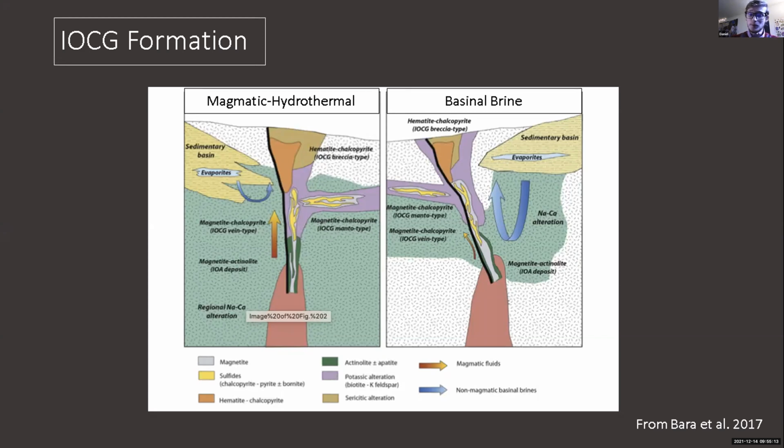Another important question regarding IOCGs is their relationship with another type of deposit, iron oxide apatite, IOAs, which are often spatially associated with IOCGs. On these figures, the IOA style mineralization is shown in green and consists of magnetite and actinolite and a notable lack of copper sulfides.